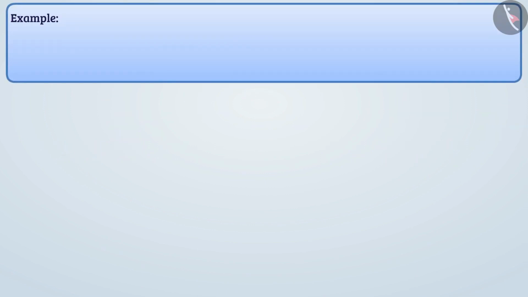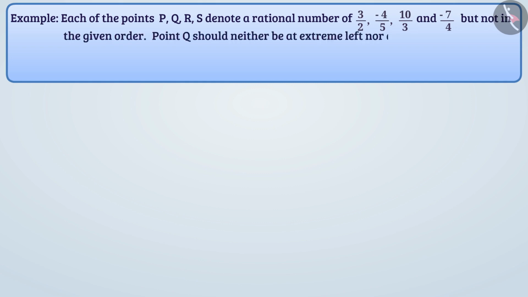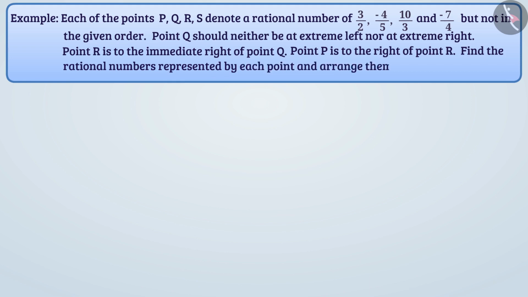Next example, each of points P, Q, R, S denotes a rational number out of 3 by 2, -4 by 5, 10 by 3 and -7 by 4, but not in the given order. Point Q should neither be at extreme left nor at extreme right. Point R is to the immediate right of point Q. Point P is to the right of point R. Find the rational numbers represented by each point and arrange them on the number line. Pause the video and try to solve this puzzle by yourself.